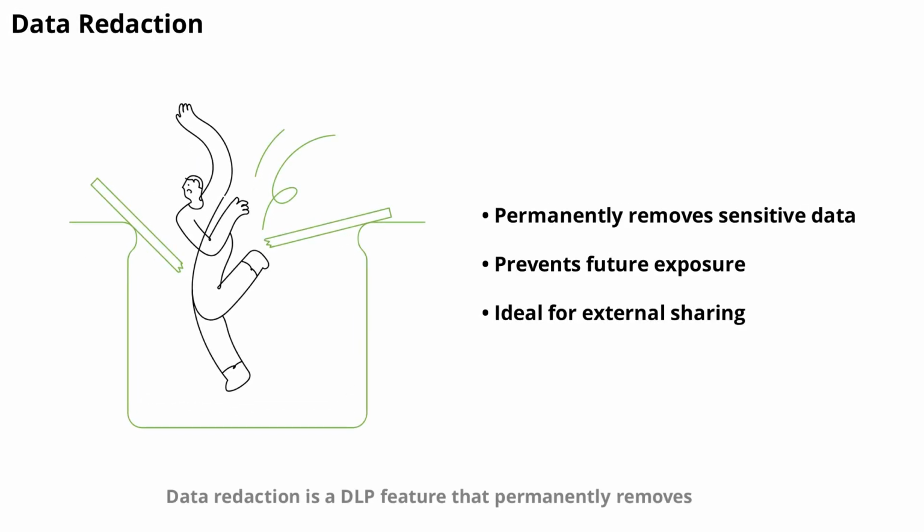Data redaction is a DLP feature that permanently removes or obscures sensitive information from invoices before sharing or archiving. Unlike masking, which hides data temporarily, redaction ensures that confidential details are never exposed, even if the file is accessed later. This is especially useful for sharing invoices with external auditors or partners.